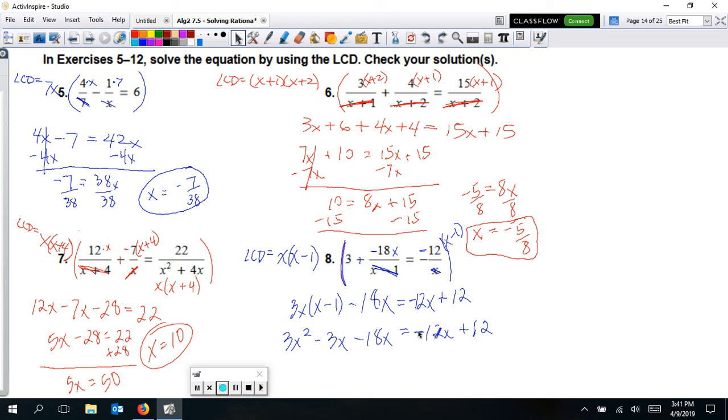So now what we want to do is go ahead and add 12x and subtract the 12. So we'll do that first. Adding 12x cancels there, subtracting 12 cancels here. This now is going to be 0.